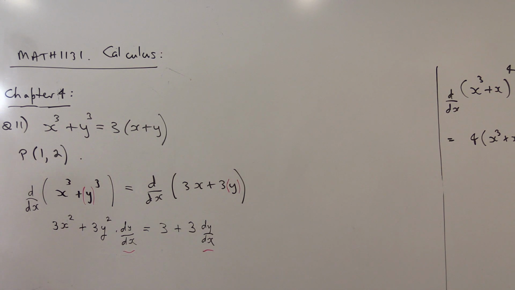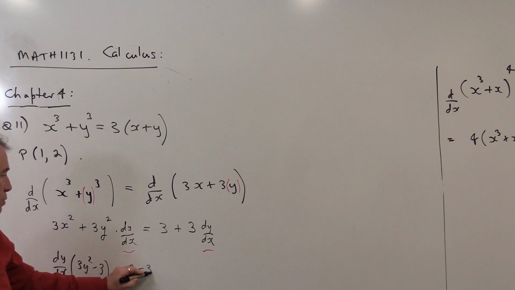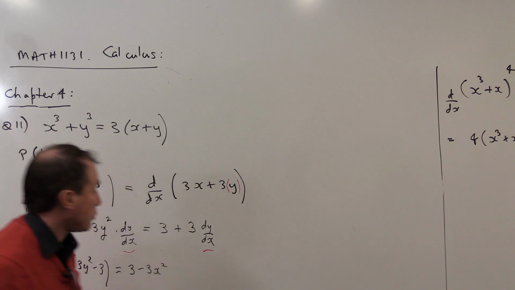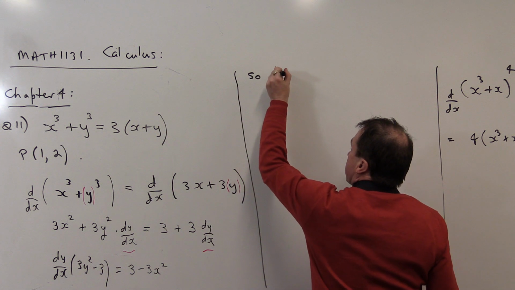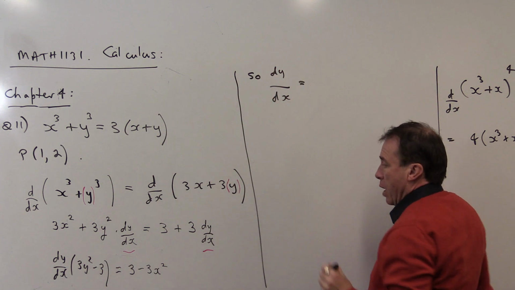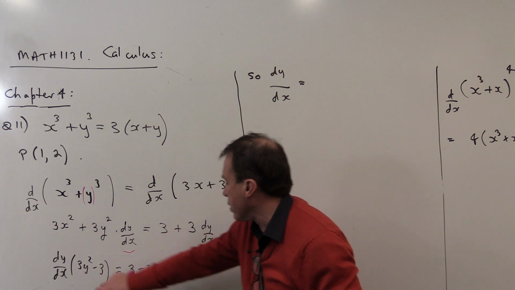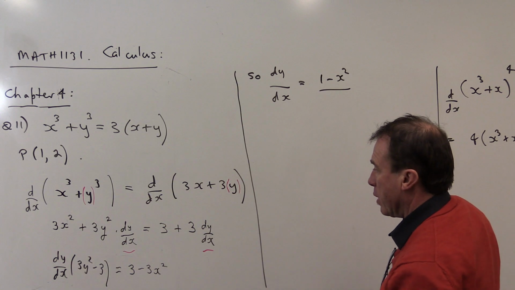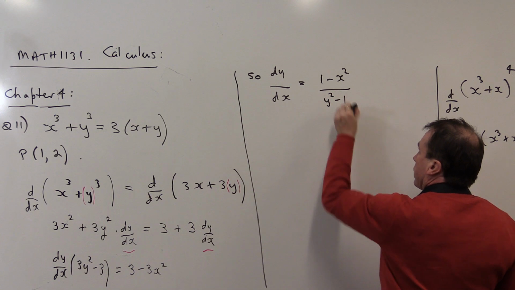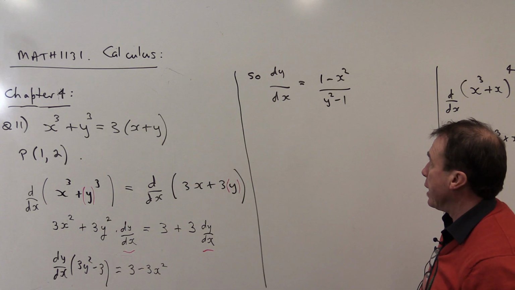So I'm going to bring those together, and I'll write this as dy/dx. I've got 3y squared there. Pull that on the other side, I get minus 3, and I'll take all the other terms on the other side, so I get 3 minus 3x squared. Finally, to get the derivative dy/dx, I just divide, so I get dy/dx equals, and I notice that I've got 3's everywhere here, so I may as well divide out by the 3, so I get 1 minus x squared divided by y squared minus 1. So there's a formula for the derivative at any point.